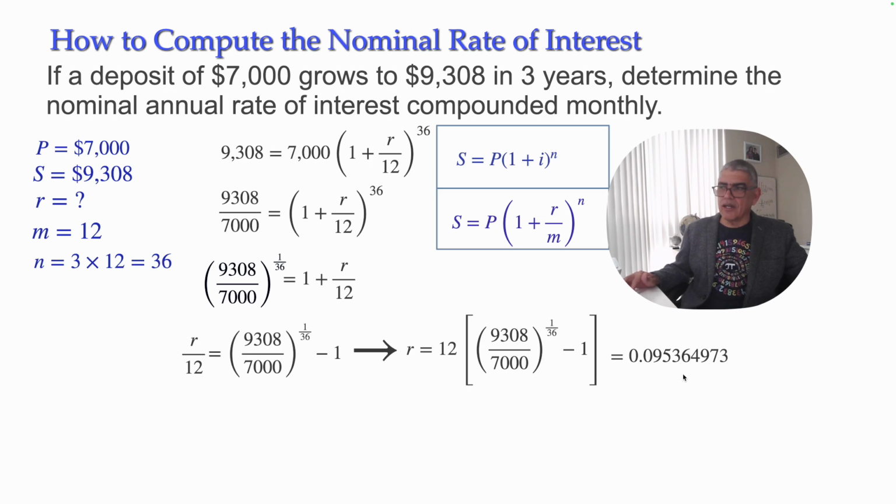So I use my calculator, I will obtain this number, and I'm going to multiply this number by 100. If I multiply this by 100, the answer will be in percent. So the nominal rate of interest will be 9.5365% compounded monthly. So if you put the money in this nominal rate of interest compounded monthly, you are going to obtain this $9,308 at the end of the 3 years. Let's solve other examples.